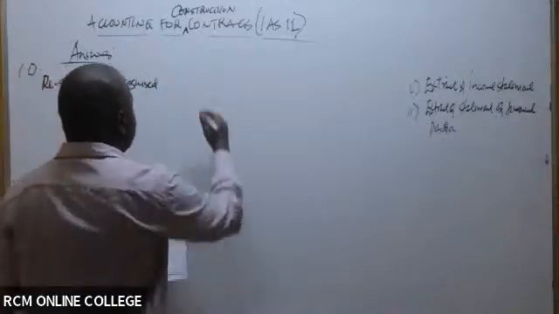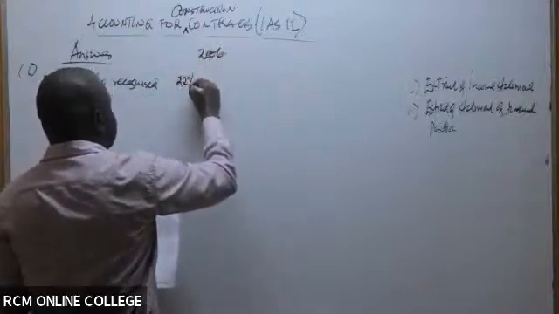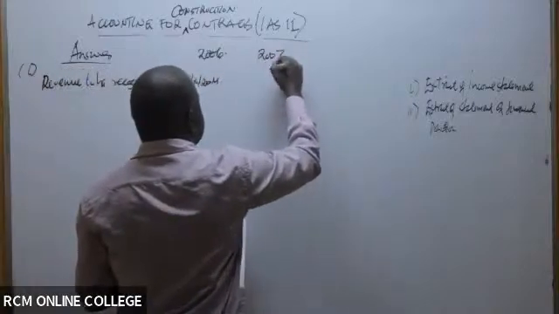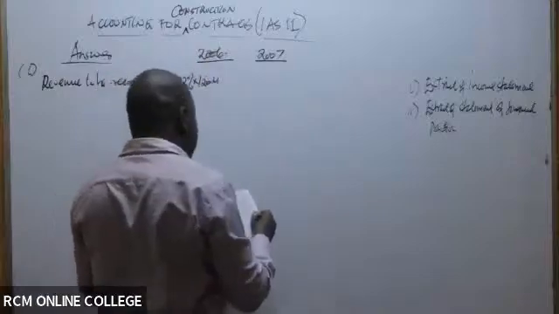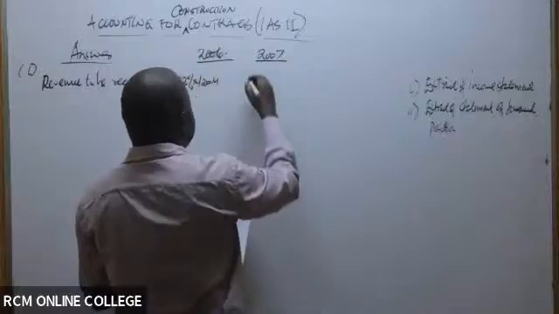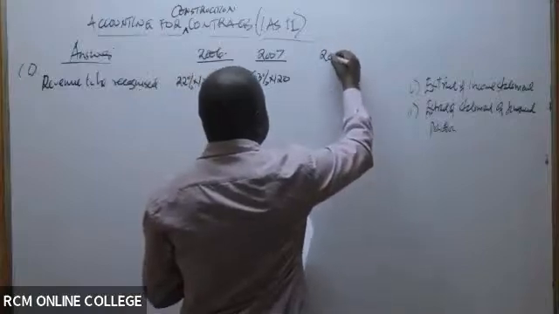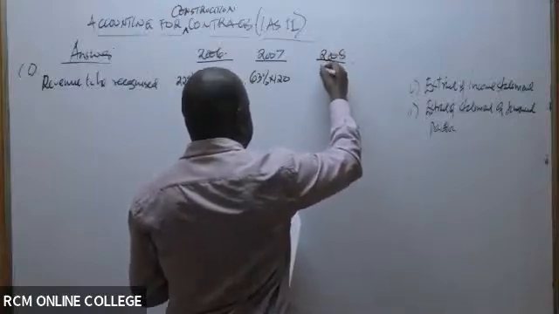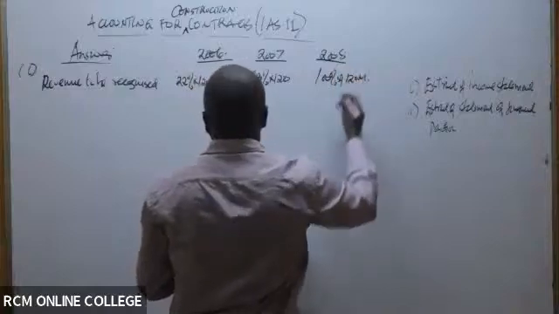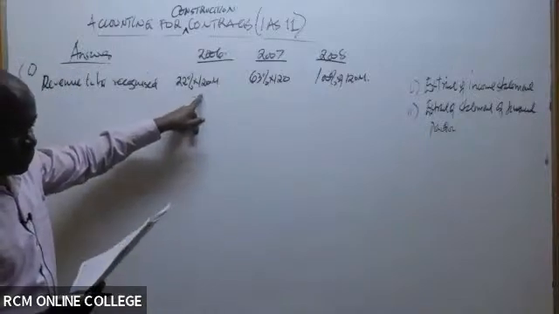For 2006, you say 22% multiplied by 120 million. For 2007, you say, is it 63%? 63% of 120 million. 2008, you say 100% of 120 million.